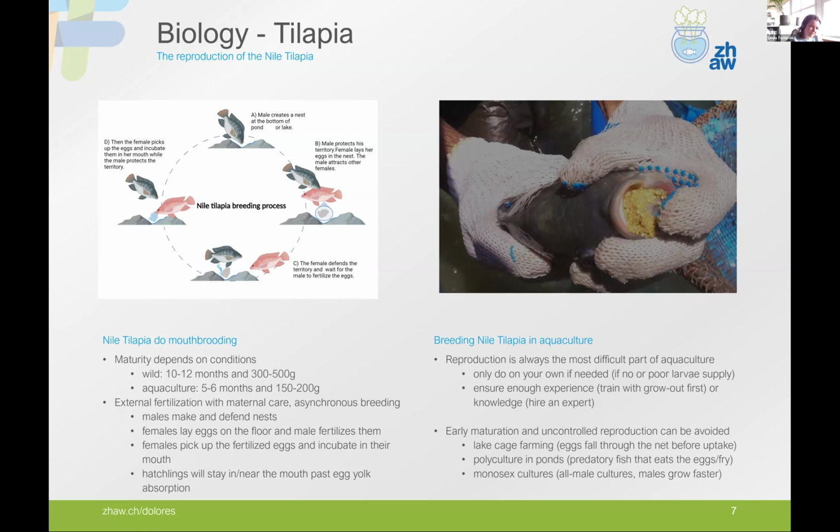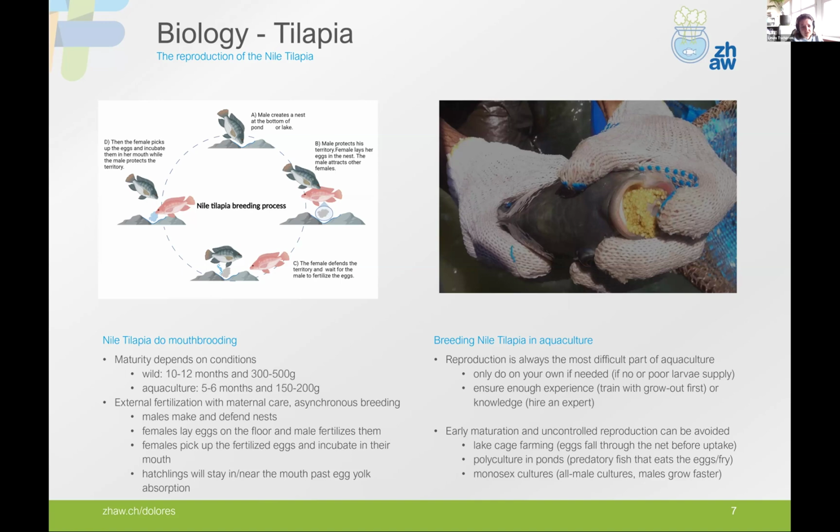If you don't need to do it, leave it to specialists and just buy your larvae or fingerling supply. If you have to do it, ensure that you have the experience before you start or before you promise somebody fingerlings and then it doesn't go well and you don't have them. So either train in small scale yourself first or buy in the knowledge by hiring some expert that already has a lot of experience with reproduction of tilapia.